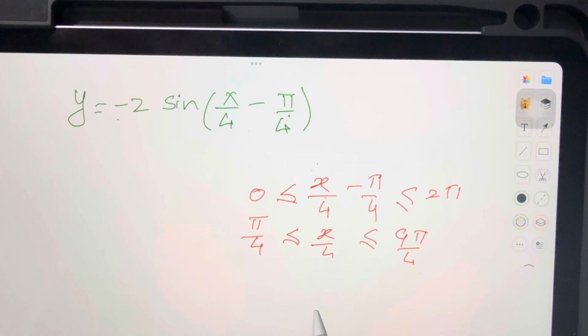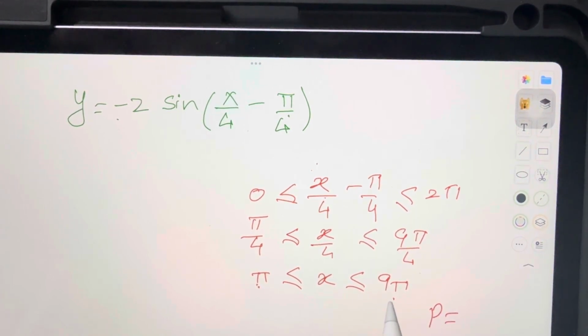So then multiply 4 to all the terms, so it will be pi and 9 pi. So now you know your graph is between these points, and it can extend, but these points will give you a very close look at your graph, and you will not struggle in finding the rest of the points. And what is the period?